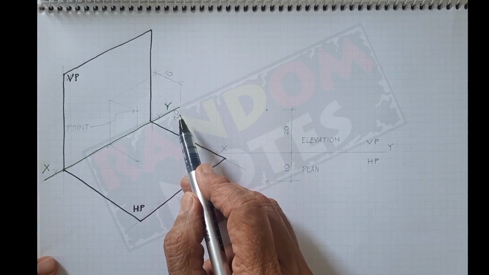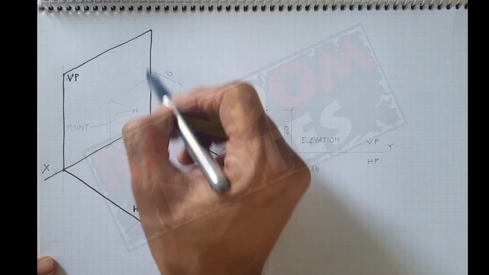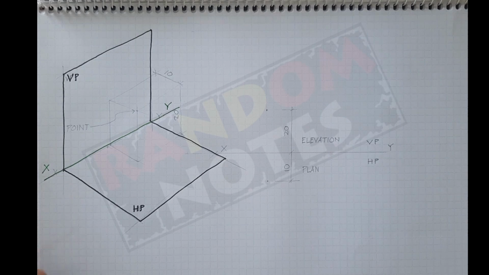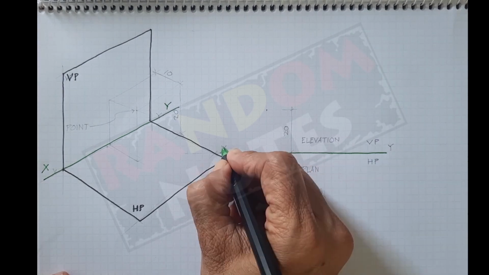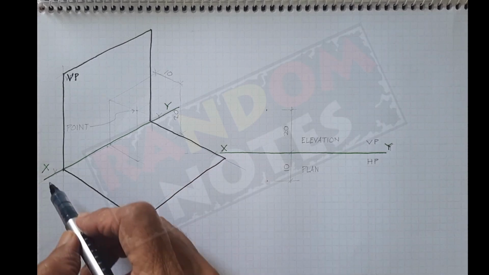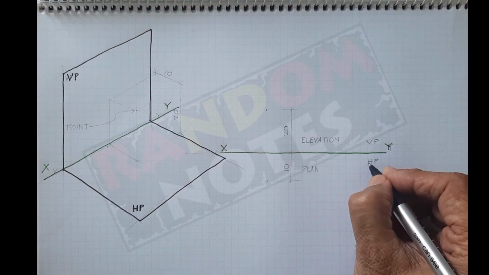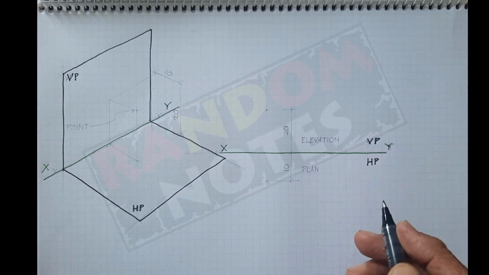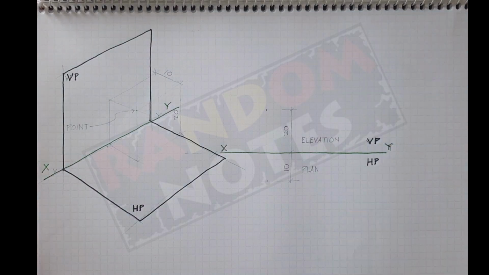This is the XY line. This is the horizontal plane. This is the vertical plane. When we will open it up, it will become the XY line. Now we will not have the restriction of the boundaries of vertical plane or horizontal plane. Below we have the horizontal plane, above we have the vertical plane.